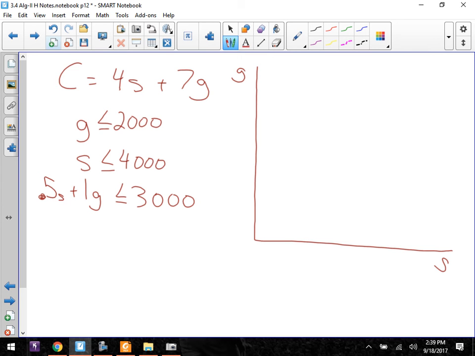Can you have negative students? Many of you guys are negative people. Anyway, can you have a negative number of tickets? So it has to be what kind of problem?